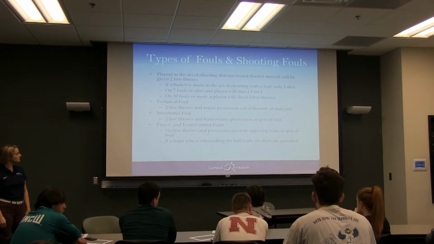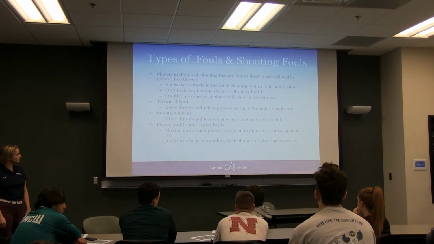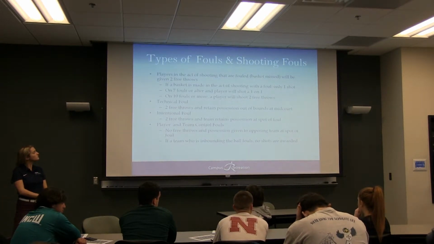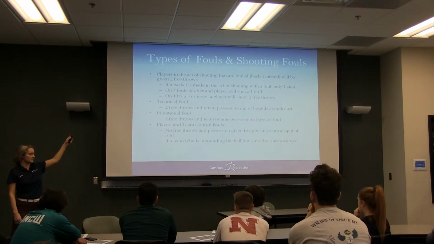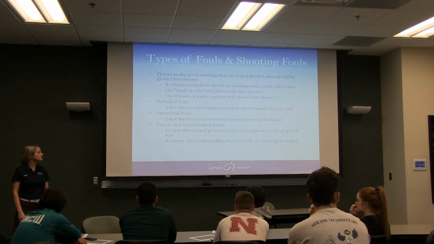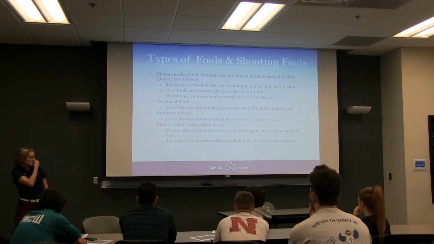Bonus situations, we do 7 and 10. Players can do 1 and 1s. Everybody know what a 1 and 1 is? So if they make it, they get 1 more shot. If they miss it, ball's live. At 10 fouls, just 2 free throws. These are team fouls. 7 team fouls, 10 team fouls. We foul out at 5. I know MDA is 6, but everything else is 5.